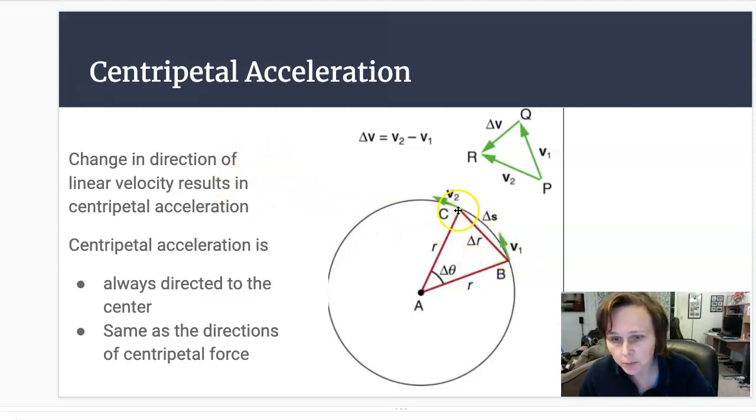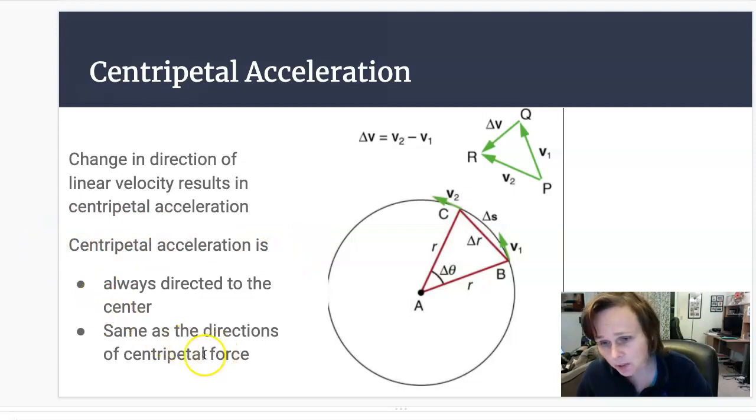So velocity remains the same. You can see the length of the green vector is the same. However, because the direction of the vector changes, we have a change of velocity. Remember, change of velocity is by definition acceleration. Therefore, when you do vector addition, you can see that the direction of the change of velocity, or acceleration, is towards the center. We call this centripetal acceleration. It is always directed to the center of the circle.